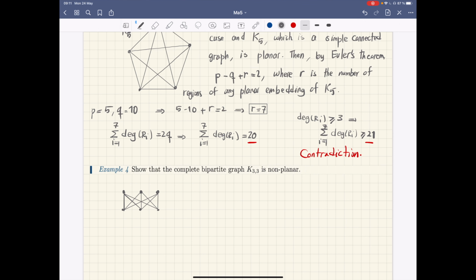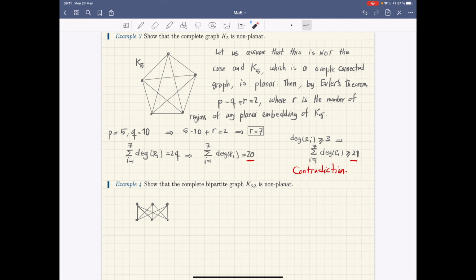I don't want to repeat these, so you need to write everything like that. Let us assume that this is not the case, and K33, which is a simple connected graph, is planar. So I can use Euler's theorem and write this, okay? P minus Q, proof by contradiction. Let me just write it here.